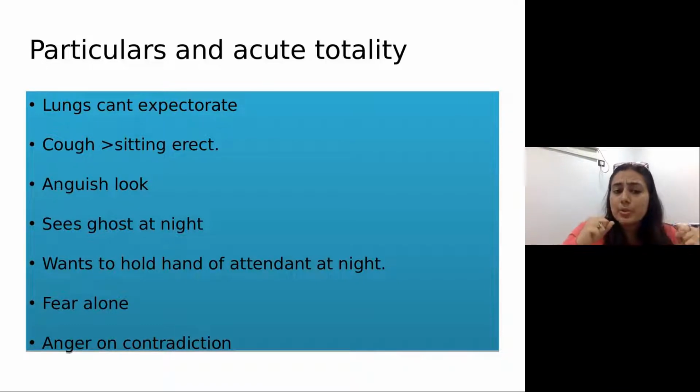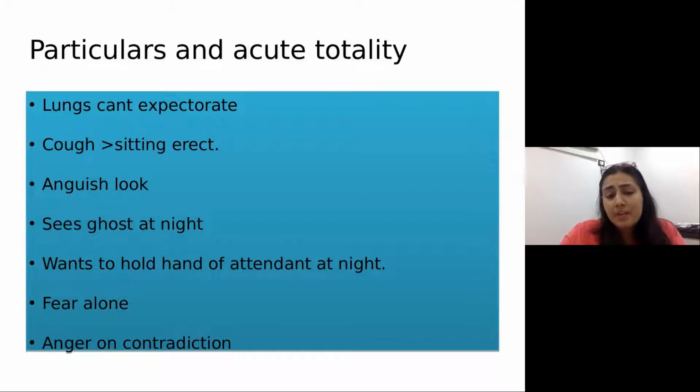There was an anguish look, and the wife said that at night he is looking at something. He's telling, I can see this man standing, there are ghosts in the ICU, they are trying to contact me. He says he's seeing ghosts at night in the ICU. He's not seeing them the whole day, but only at night. So this symptom was very important for me.